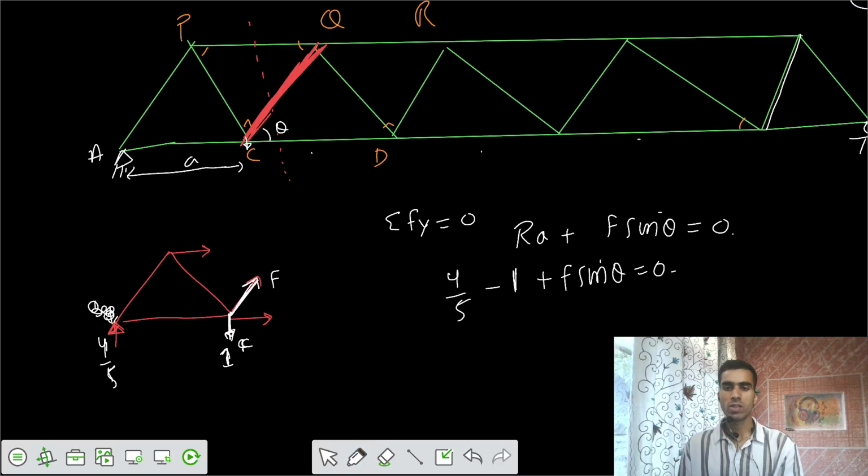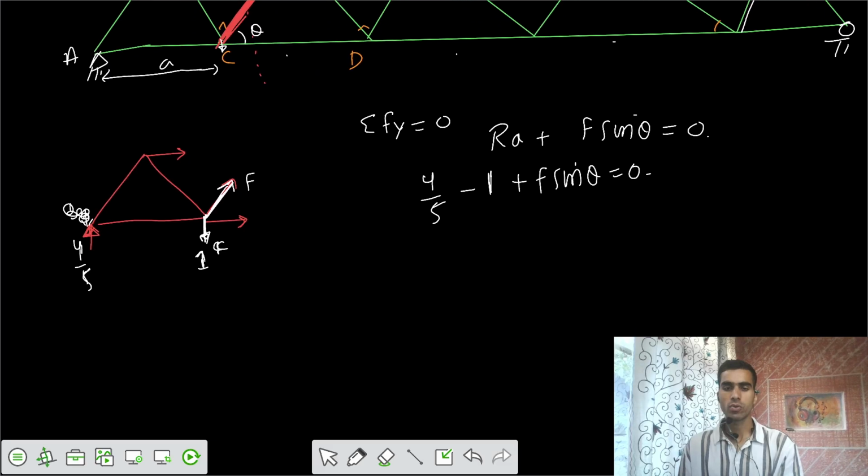And what's the inverse of sine theta? 1 by sine theta, that's cosecant theta. So I would get a value of F equals to 4 by 5 minus 1, that's 0.2 cosecant theta. Is that positive or negative? I think this is positive, 0.2 cosecant theta.